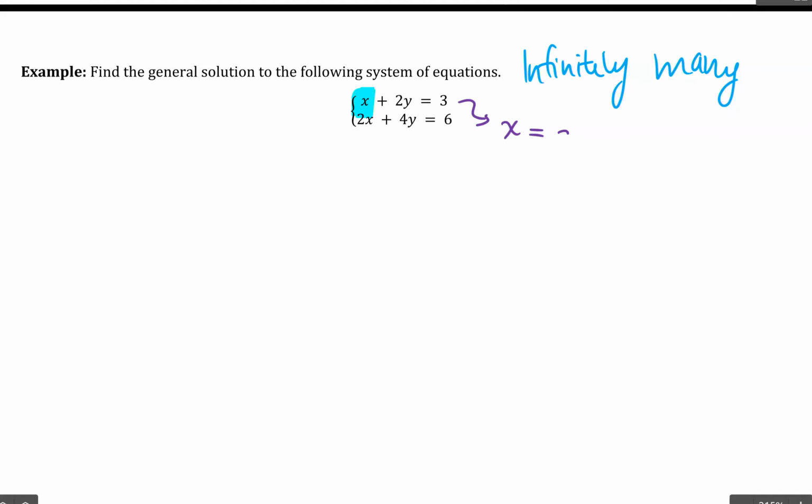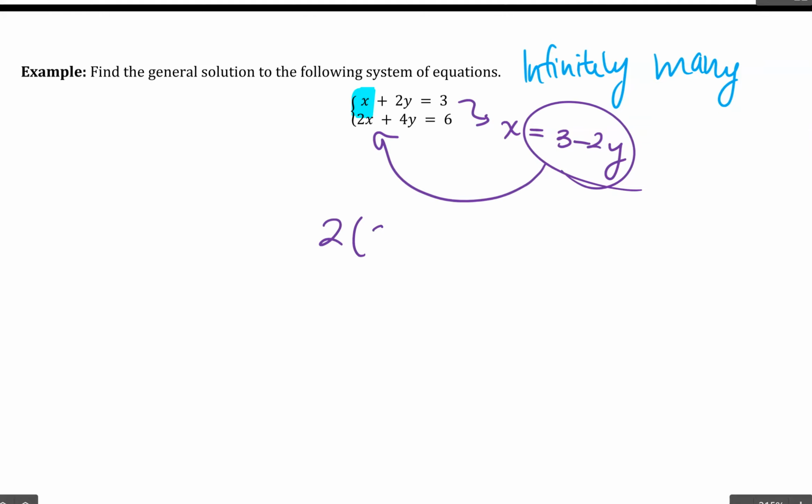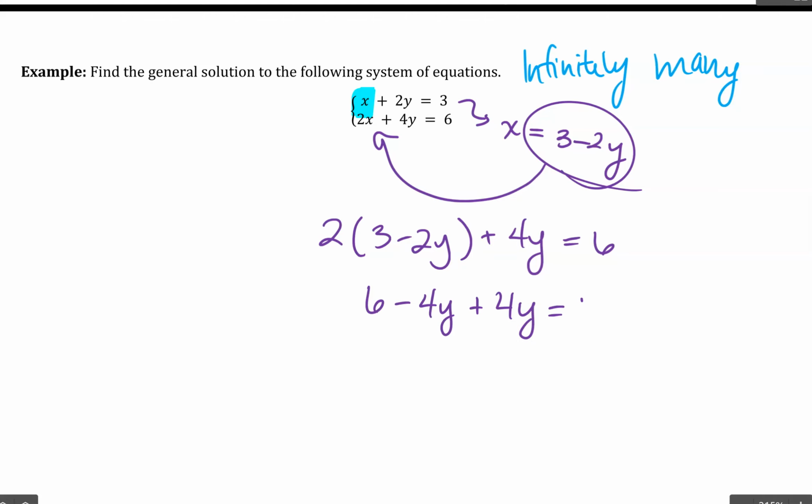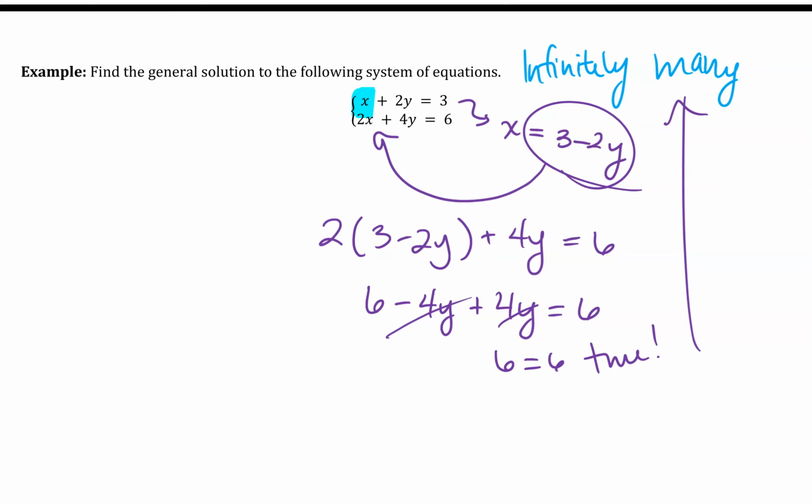So we're going to subtract 2y and we get 3 minus 2y. Now we just get to put this right in there for x. So we get 2 times (3 minus 2y) plus 4y equals 6. Okay, distribute. 6 minus 4y plus 4y equals 6. 6 equals 6. This is true. This is how you know there are infinitely many solutions, when you get a true statement. Now don't stop there. We need to find the general solution.